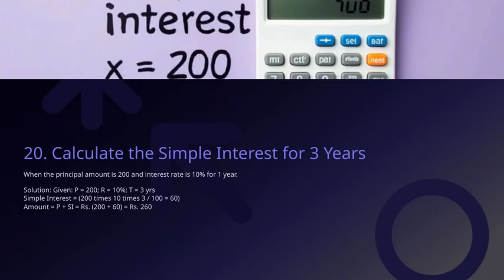Finally, to find the total amount after 3 years, we simply add the interest to the principal. That's 200 rupees plus 60 rupees, which equals 260 rupees. This example highlights the simplicity of calculating interest, just a matter of multiplying and dividing, and then adding to the original amount. It's a fundamental concept that ties into understanding how investments grow over time.